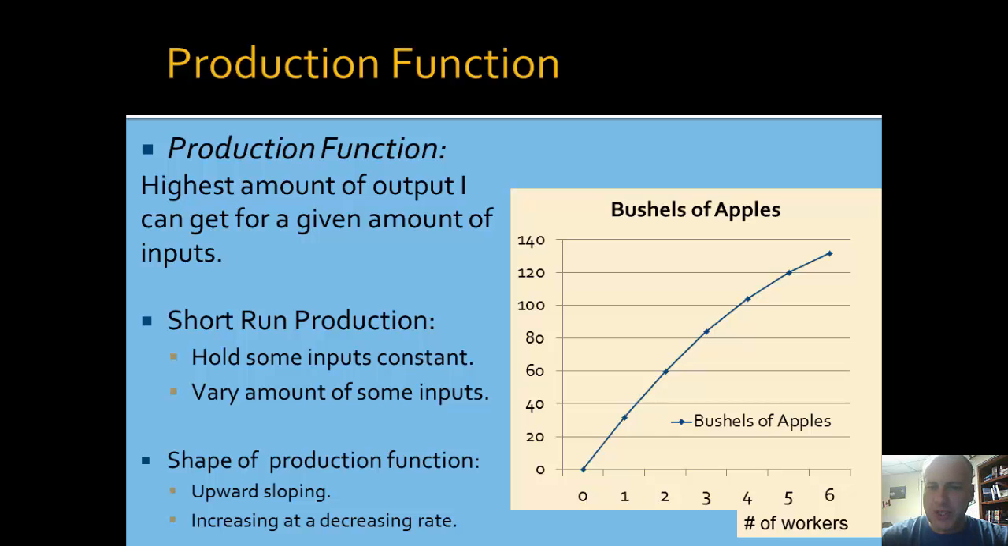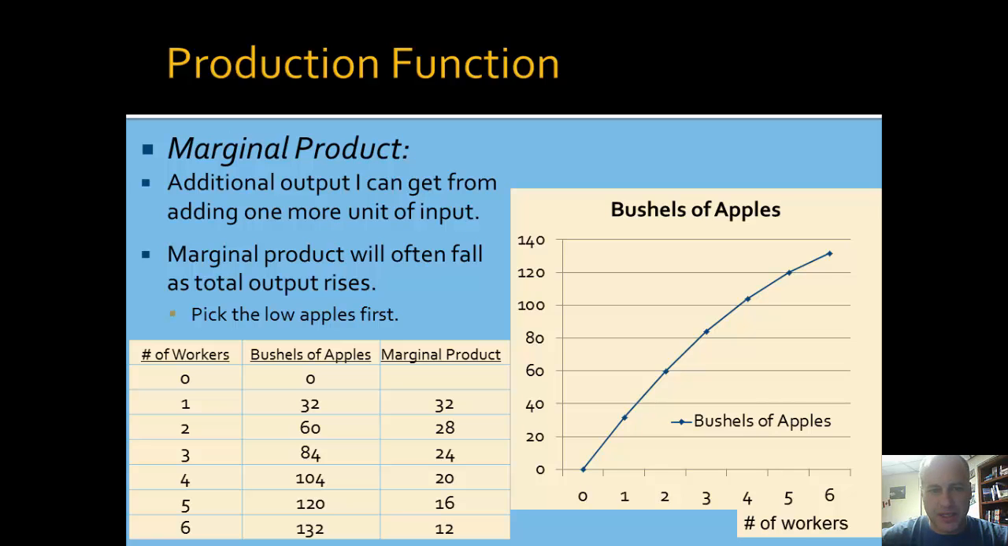When we think about the shape of this production function, we can see that it's an upward sloping line. As we add more workers, we can increase the number of apples that we pick. We can also see that it's increasing at a decreasing rate. Adding the first worker collects more additional bushels than adding the sixth worker does. Now, we might want to think about why this is the case.